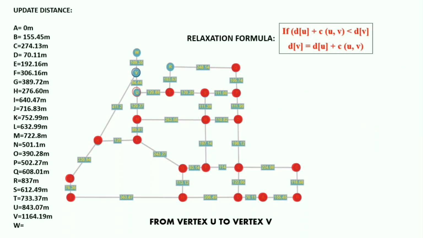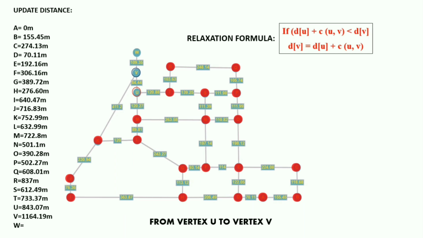So now, if we find the shortest path among 843.07 meter, 1164.19 meter, 837 meter, and infinite for the remaining vertex, the shortest path is 837 meter. So we pick vertex R. The vertex connected to vertex R are not Q and not vertex T, because we already visit vertex Q and vertex T. Now we cannot perform relaxation to the connected vertex.